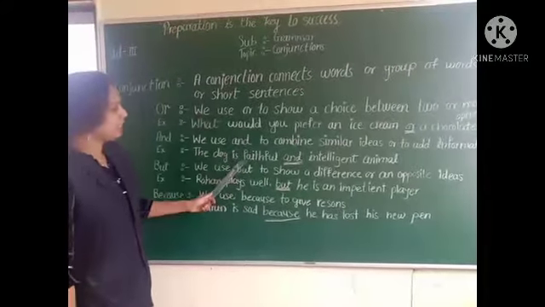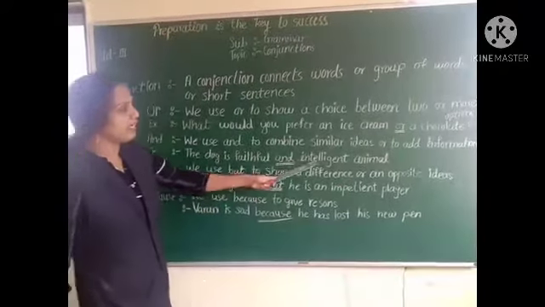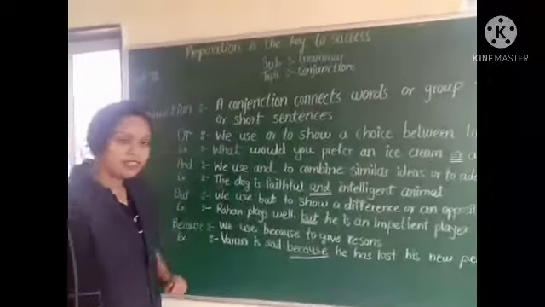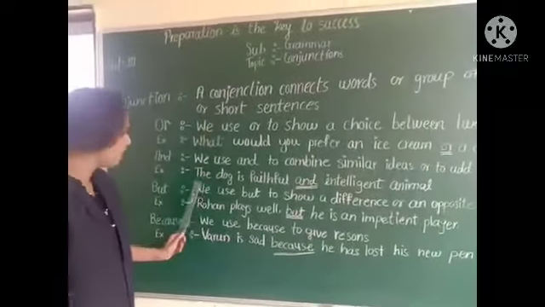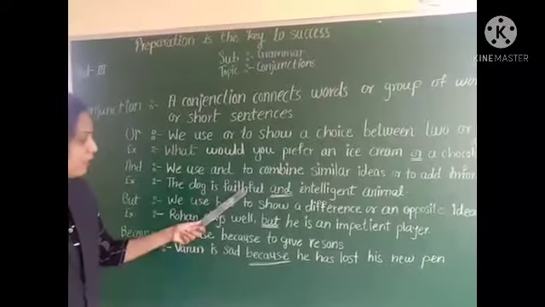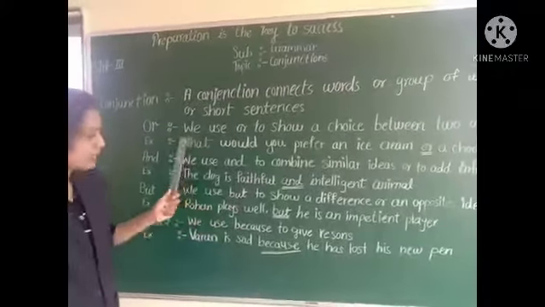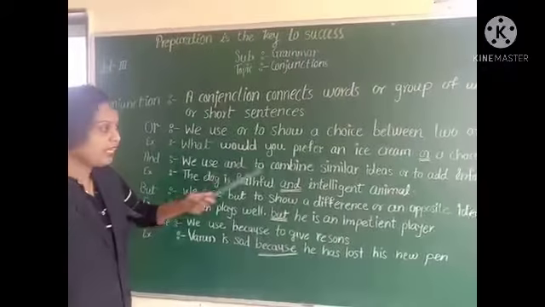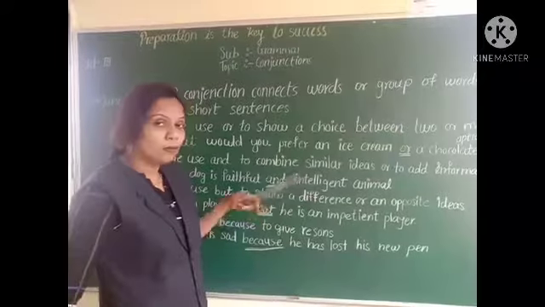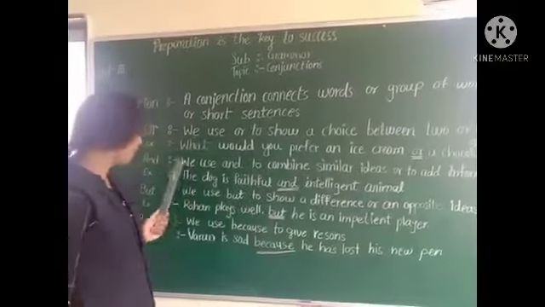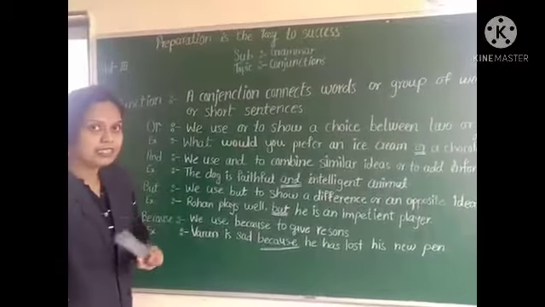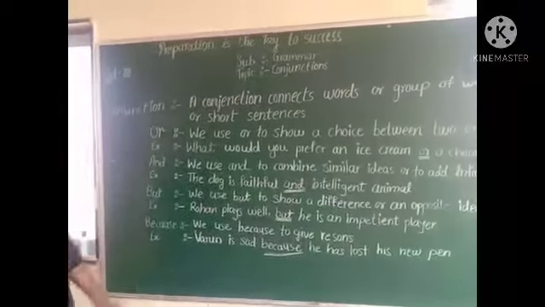The dog is a faithful and intelligent animal. See, how is the dog? The dog is faithful. This is one word that shows how the dog is. And intelligent. Intelligent is another word that adds information about the dog. So we use and here. Understood?